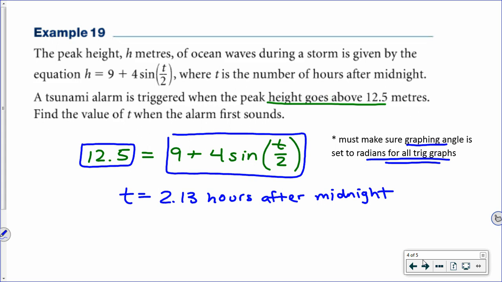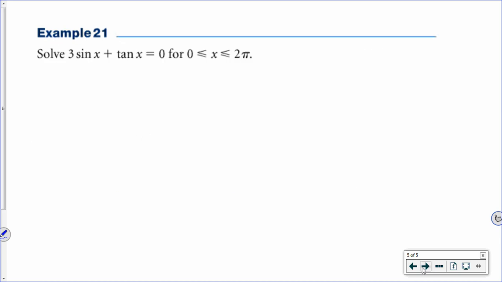And then one more, where if it doesn't ask you for an exact answer, and this shows up on a calculator part of the test, you can actually use a calculator to solve this equation as well. And in fact, it's necessary, because we don't have any way to factor this or to combine the sine and tangent together, because they're two different trig functions.